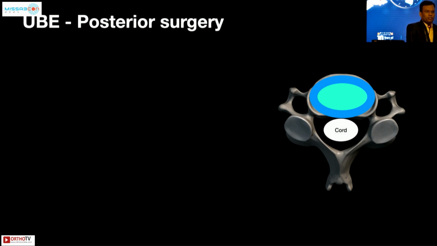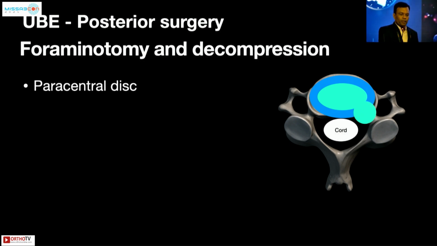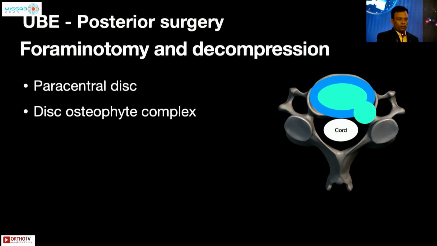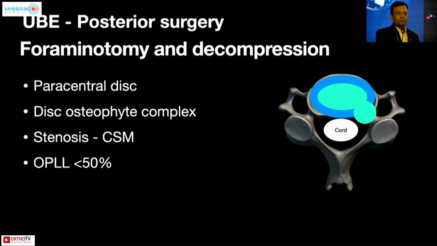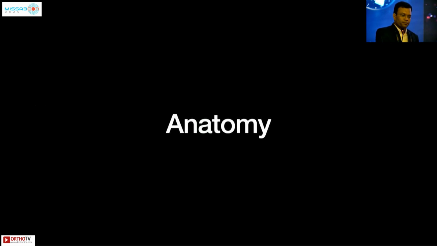UBE essentially is a posterior surgery where we commonly do foraminotomy and decompressive laminectomy. So paracentral disc osteophyte complex, stenosis and OPLL less than 50% become the indications for surgery. Beginners should know that for central disc, OPLL more than 50%, severe stenosis and instability, we should not do posterior endoscopic surgery because there is a higher chance of developing neurological weakness.